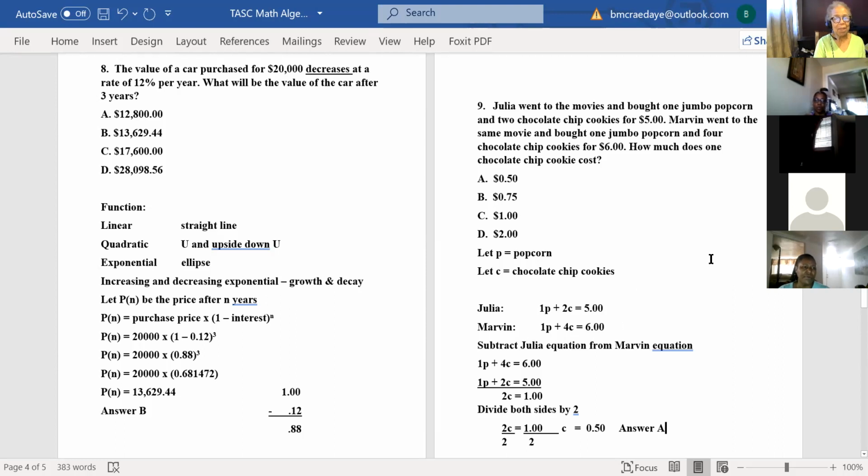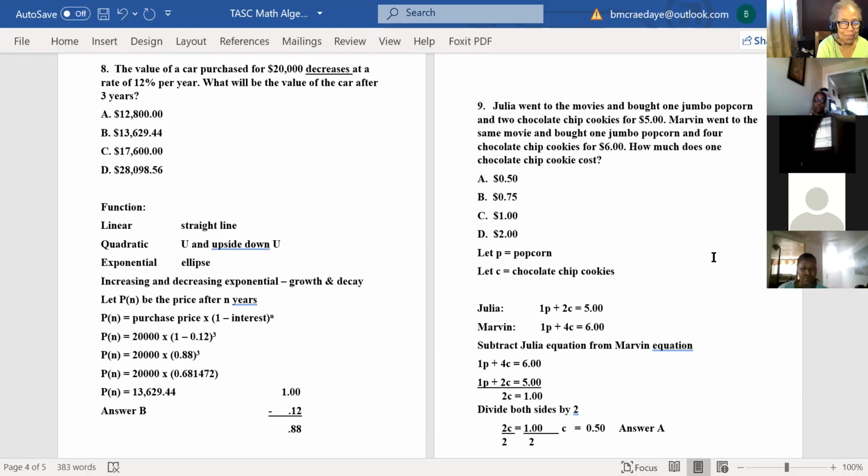Okay. So how much did the popcorn cost? If one cookie is 50 cents. Well, the 50 cents is for the chocolate chip. Yeah, the chocolate chip. How much would the popcorn cost? $4.50. $4.50? How did you get that?